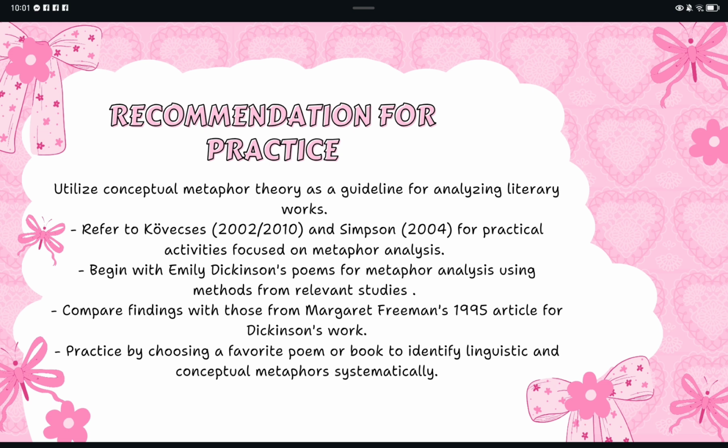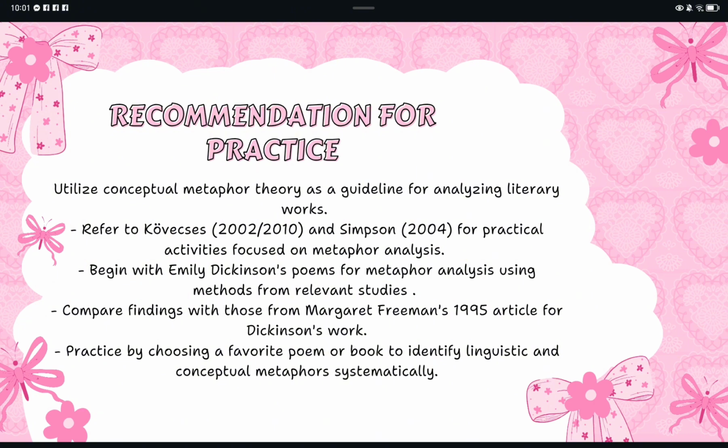So, compare findings with those from Margaret Freeman's 1995 article for Dickinson's work. Identify the underlying conceptual metaphor and also look for words or phrases used metaphorically, for example, hope is the thing with feathers. Hope is metaphorically compared to a bird. And also, hope is a bird suggests that hope is fragile, resilient, and ever present.